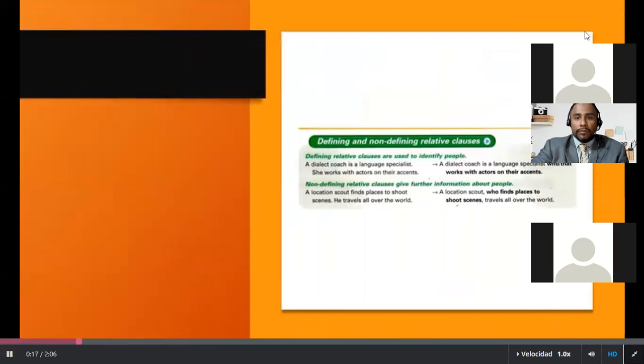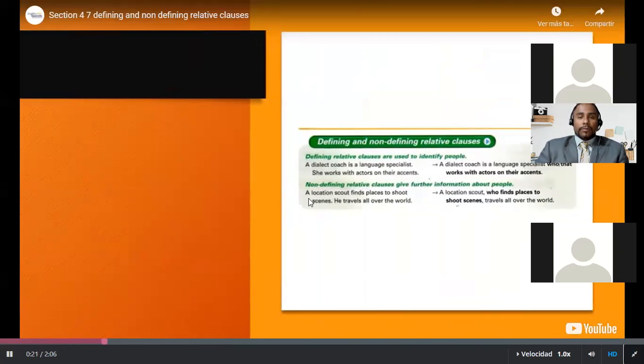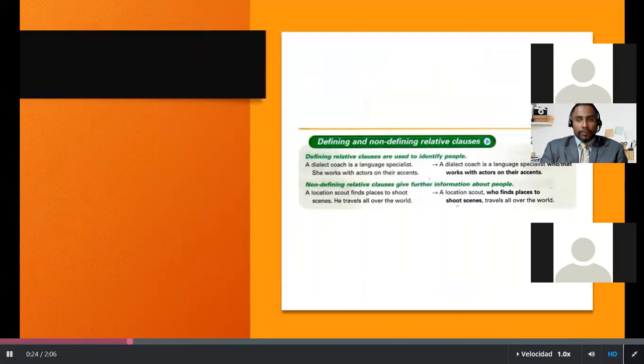Defining and non-defining relative clauses. Defining relative clauses are used to identify people. A dialect coach is a language specialist. She works with actors on their accents. A dialect coach is a language specialist who works with actors on their accents. A dialect coach is a language specialist that works with actors on their accents. Non-defining relative clauses give further information about people. A location scout finds places to shoot scenes. He travels all over the world. A location scout who finds places to shoot scenes travels all over the world.